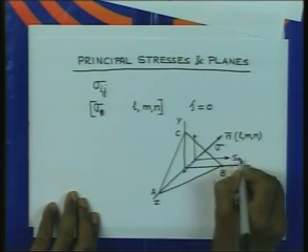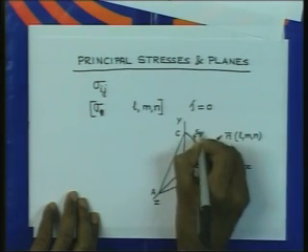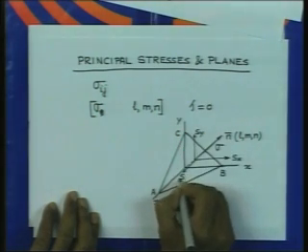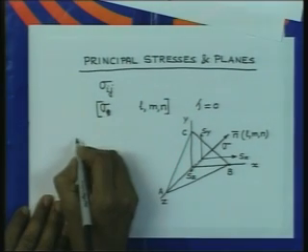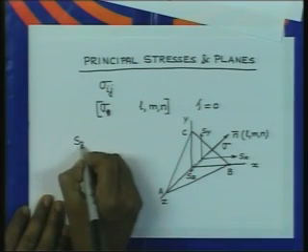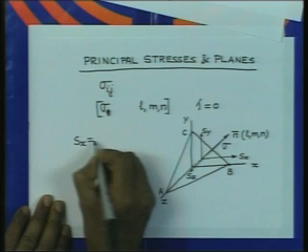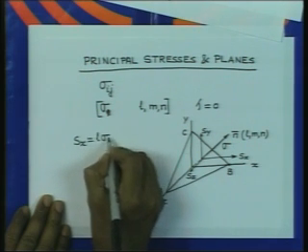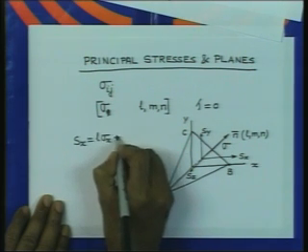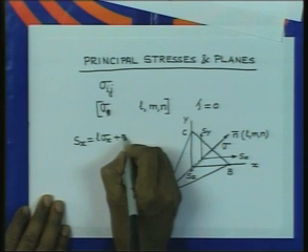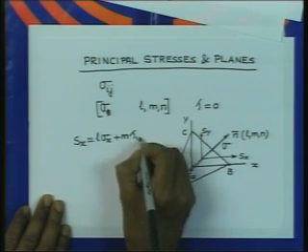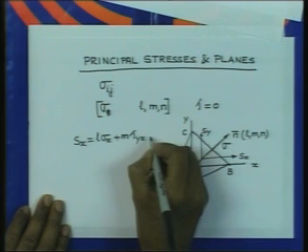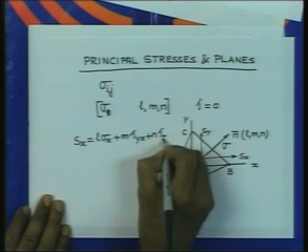This one is Sx, this one is Sy, and this component is Sz. So, we can write now Sx is equal to L sigma x plus M tau yx plus N tau zx.